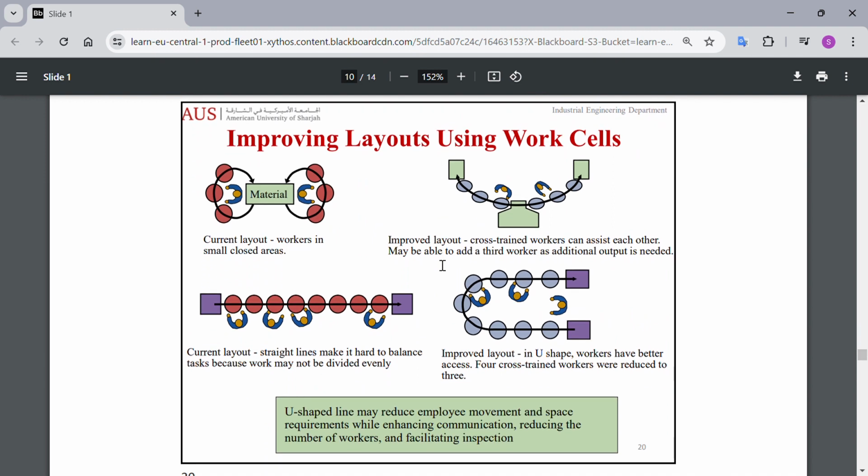Now let's see the Z layout. We can improve layouts using work cells. As you can see, we have this current layout with workers in small closed areas. Also, in the improved layout, there are cross-trained workers that can assist each other. And as you can see here, basically the co-workers can assist each other. We can also add a third worker as additional output if needed. However, here it's hard to add another worker, just 1 and 2, and here, if we have more load, we can add another worker, which is an interesting thing.